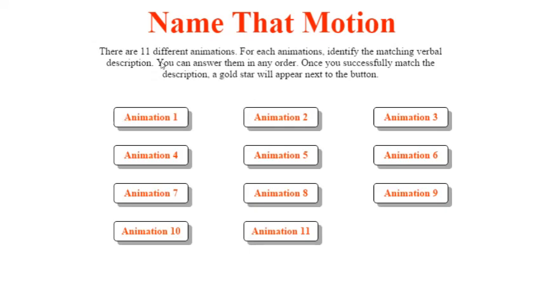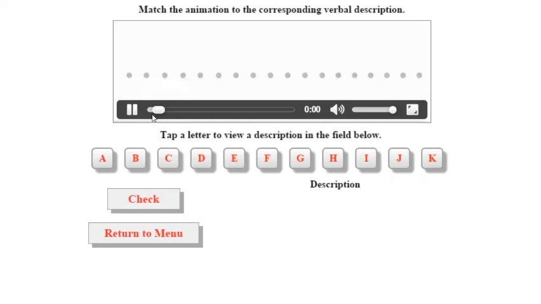So what you do is you just enter into this and you choose, there's a bunch of different animations. I'm just going to start with animation 1. You can do as many or as few of these as you want. And what happens is you see a car moving along, and it's essentially creating a motion diagram. What this means is that it's going to put a dot at regular intervals.